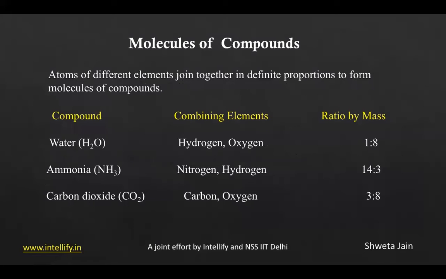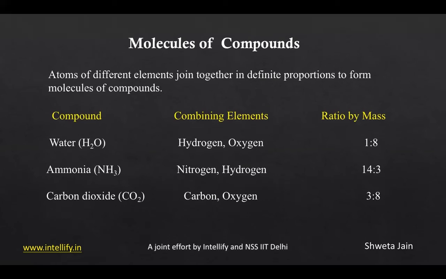Molecules of compounds. Here, molecules of compounds are formed by joining atoms of different elements, but they combine in definite proportion to form the molecule of that compound. An example is water, H2O. The combining elements are hydrogen and oxygen, and they combine in a fixed proportion by mass, 1:8. That means in water, H2O, hydrogen and oxygen combine in a fixed ratio by mass of 1:8.